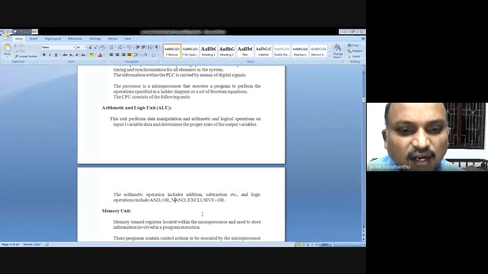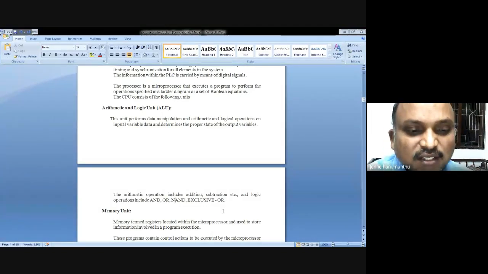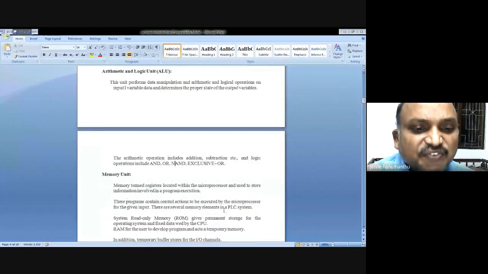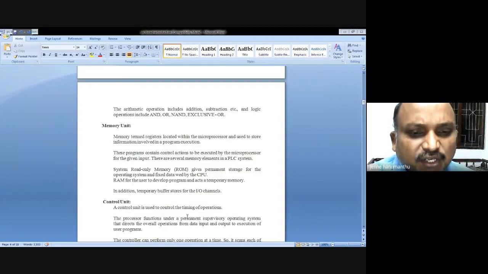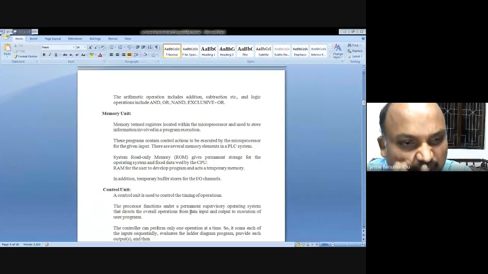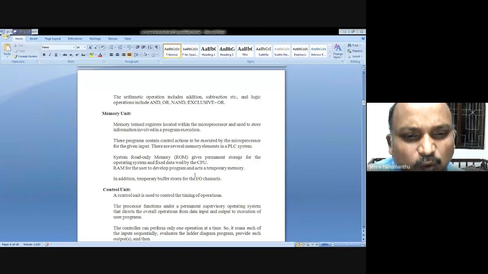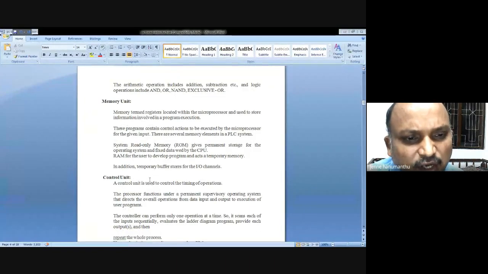Okay, and exclusive OR, XNOR, isn't it? Like this, all these functions we can do with this ALU. And memory unit, just now we discussed about memory unit. So we have this ROM and RAM, right? Read only, or read out, can write or read out the data. So with this memory unit we also need some temporary buffers for storing our input output channels.